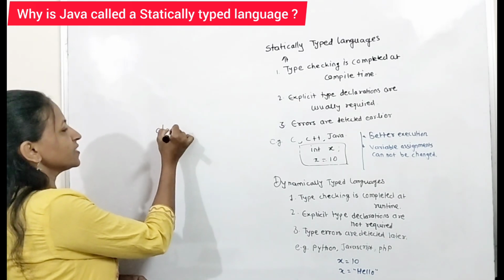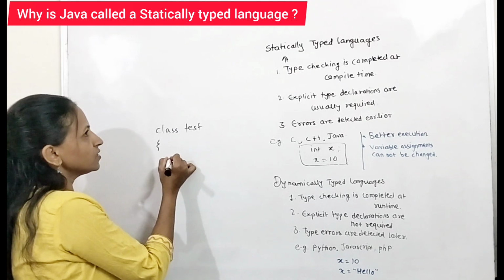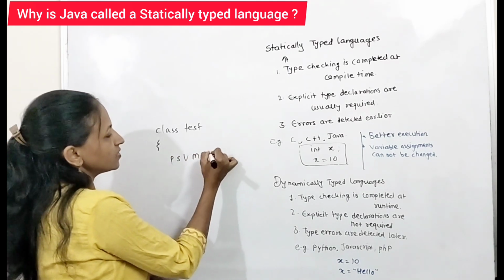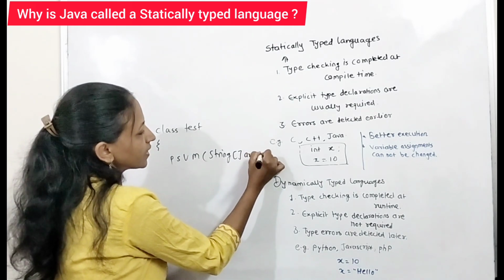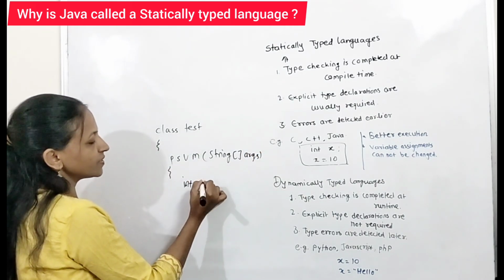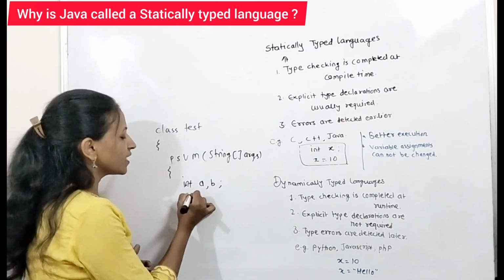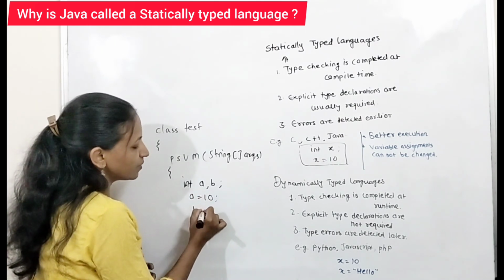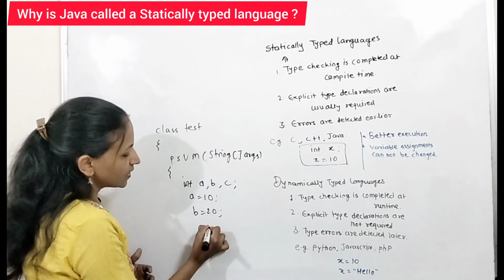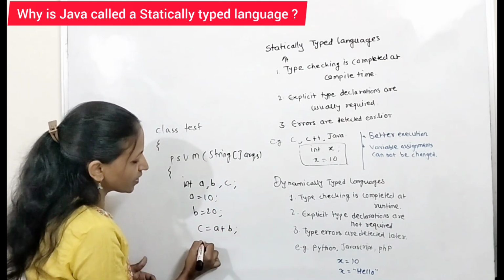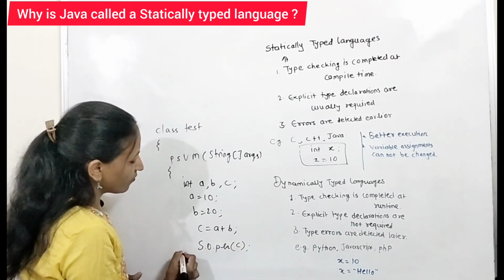Getting? Suppose class test is declared, and inside that the public static void main, with String args. Here you want to declare two variables, let's say a and b. It is allowed, of course. Inside a you store the value 10, inside b you store the value 20, and there is one more variable c equals a plus b, and then you write System.out.println(c). Okay, fine, this is okay.